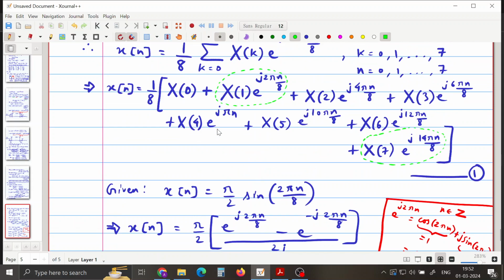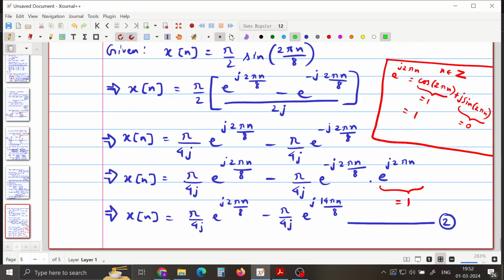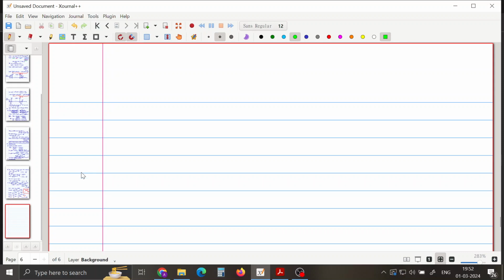So you can argue that all the remaining coefficients of DFT, which is capital X of 0, capital X of 2, capital X of 3, capital X of 4, capital X of 5, and capital X of 6, they are all 0. They all vanish. So there would be no contribution from the remaining terms, right? So you see, that's how we were not required to compute the individual coefficients separately.